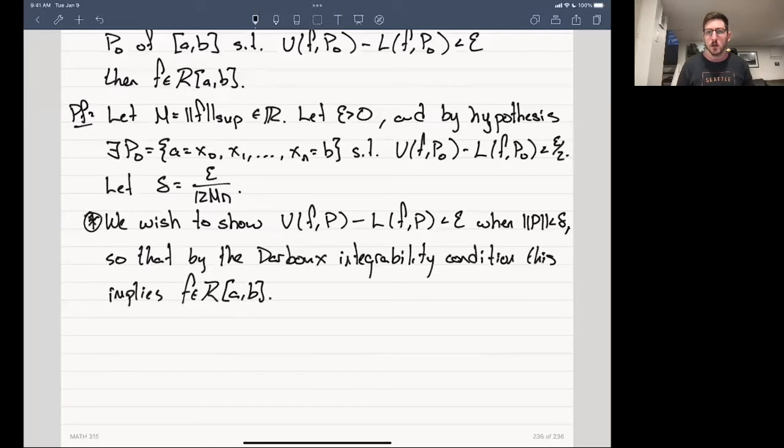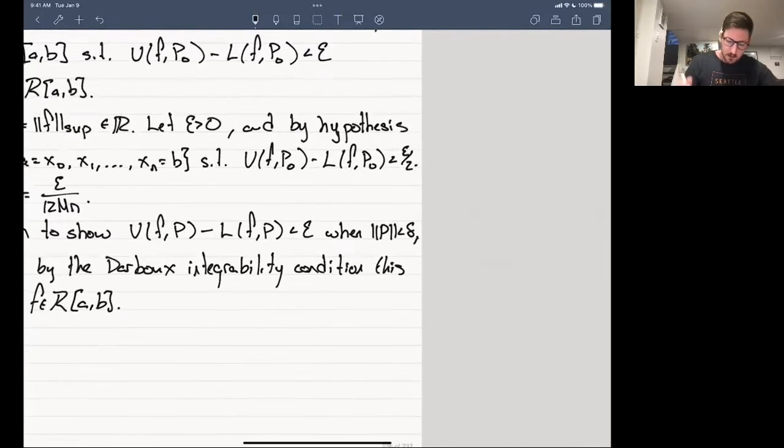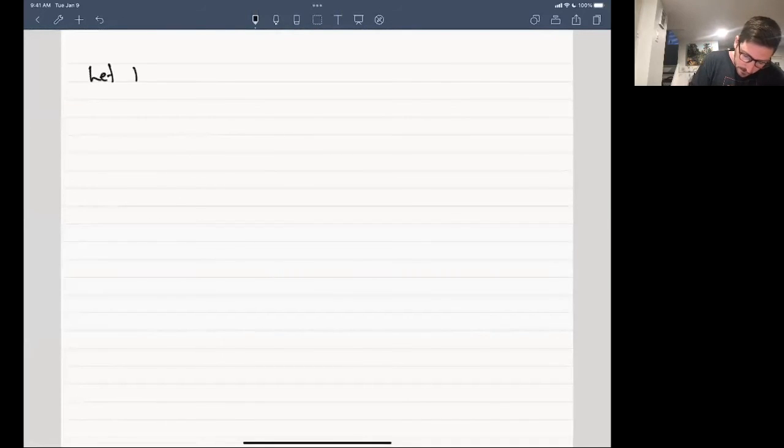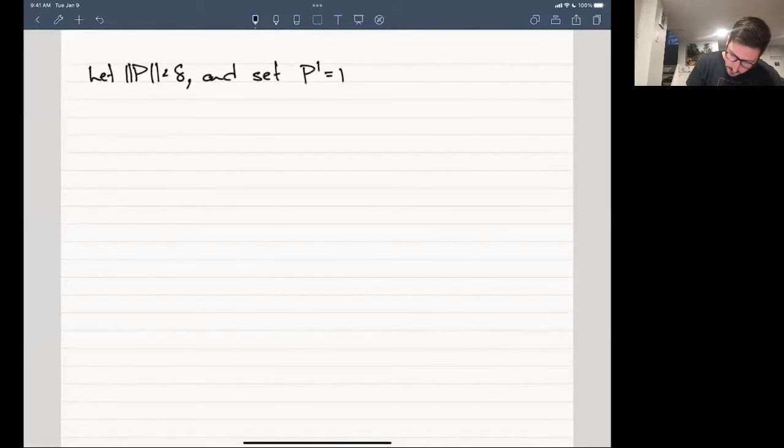Okay, so it's important sometimes when we do proofs, we like to write down exactly what it is that we want to do so that we have an objective for us right there on the page. Okay, let me start fresh with a nice new piece of paper here. So let P be a partition so that the mesh is smaller than delta. And set P prime equal to P union P0. Remember, P0 was the partition that I got from my original assumption, from my hypothesis in this theorem.